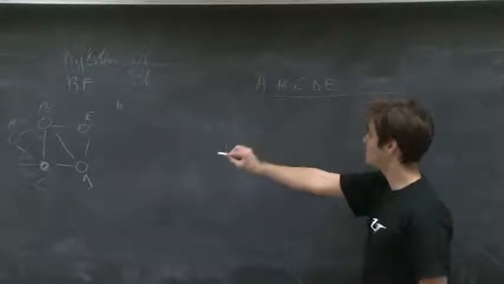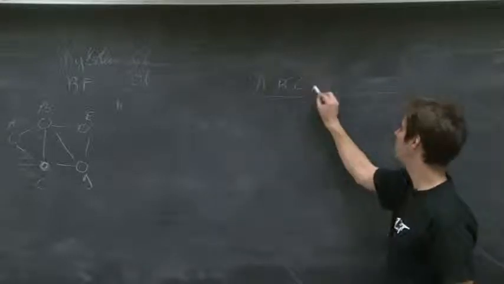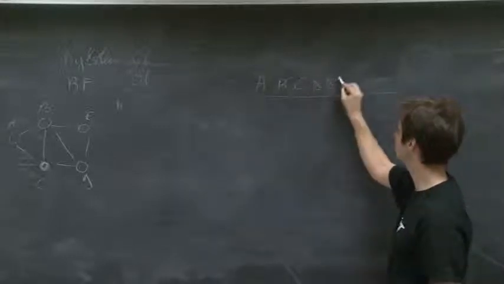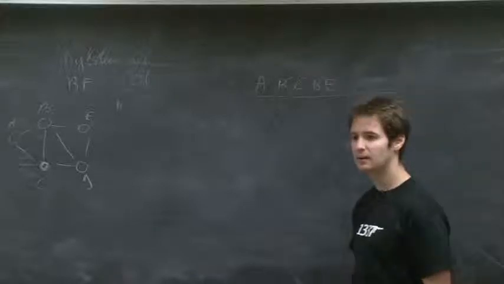Took out B. We take out C, we look at all its neighbors, we've seen them. We take out D, we look at all its neighbors, we've seen them. We take out E, we look at all its neighbors, we've seen them. So this is BFS.